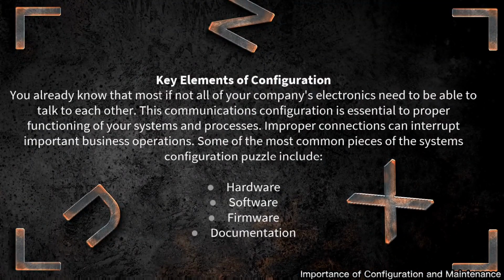Key elements of configuration. You already know that most, if not all, of your company's electronics need to be able to talk to each other. This communication configuration is essential to the proper functioning of your system and processes. Improper connection can interrupt important business operations. Some of the most common pieces of the system configuration puzzle include the hardware, software, firmware, and documentation. So those are the key elements of configuration. Now that we have tackled the key elements of configuration, let's move on to the examples of configuration.